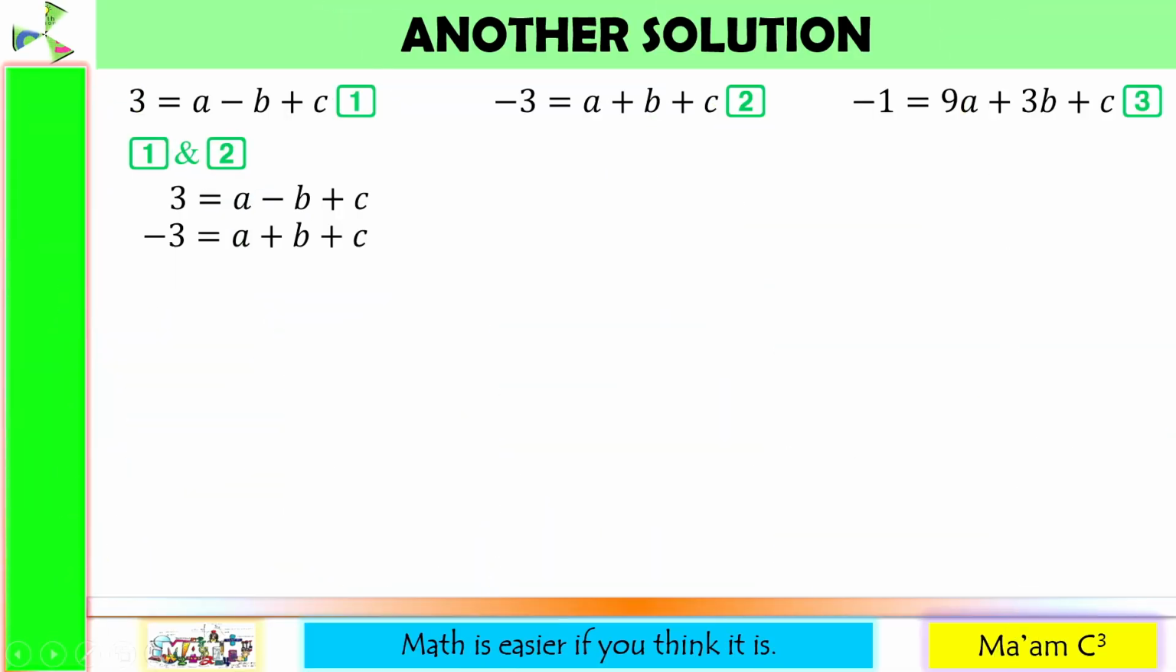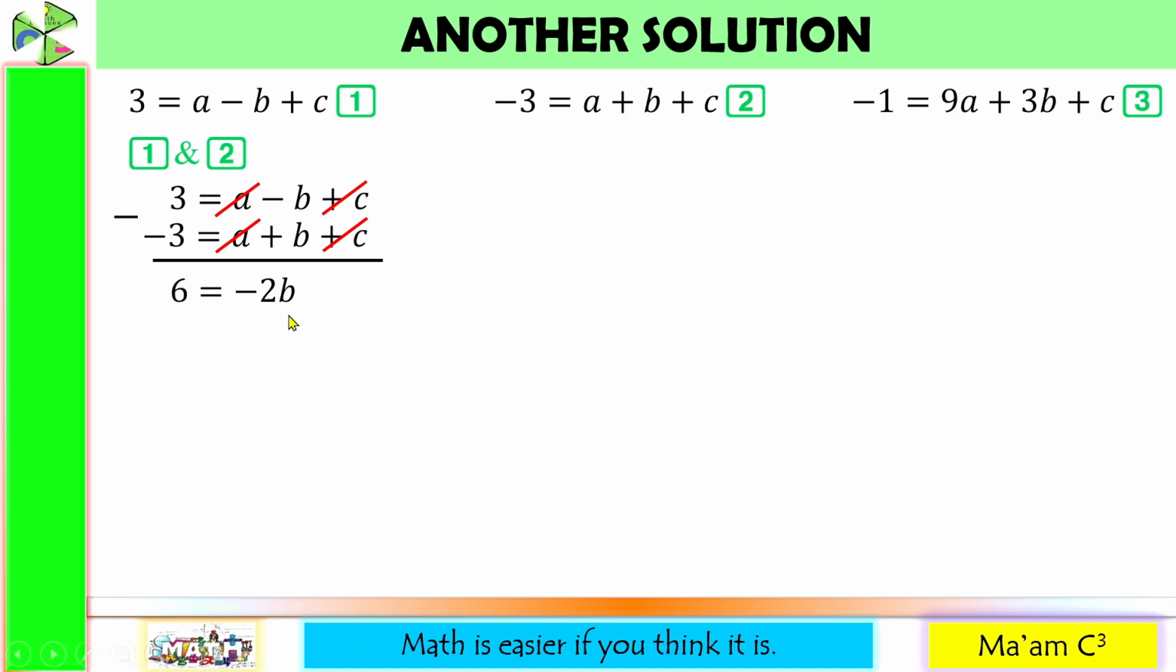Let me show you another approach in solving this problem. Earlier, we used addition. What if I'm going to use subtraction? Let's do it. 3 minus negative 3 will give us 6. A minus A will be cancelled out. Negative B minus positive B will give us negative 2B. C minus C will also cancel out. So by using subtraction, I was able to eliminate two variables right away. That is a jackpot.